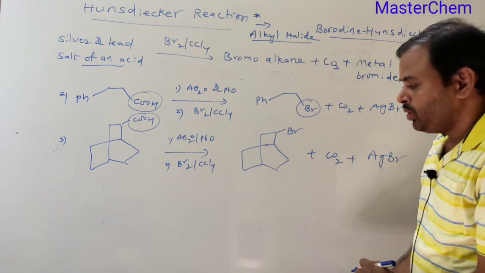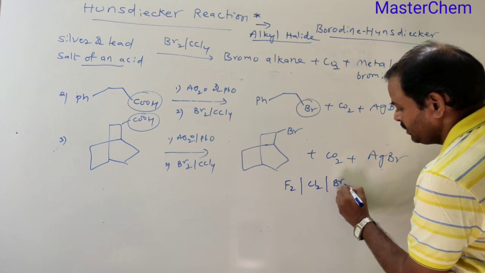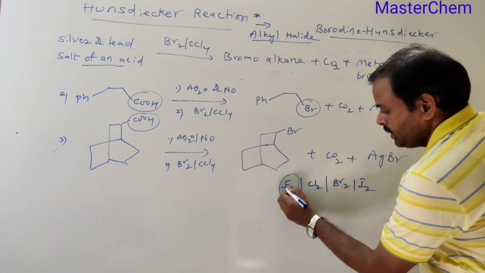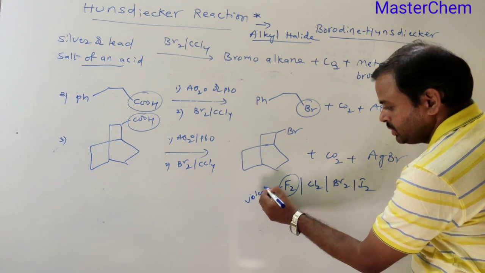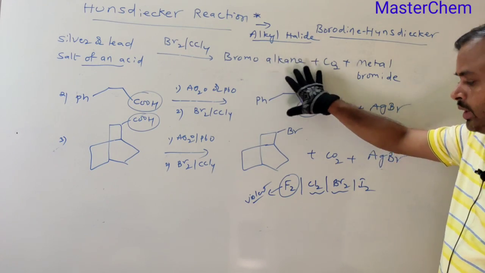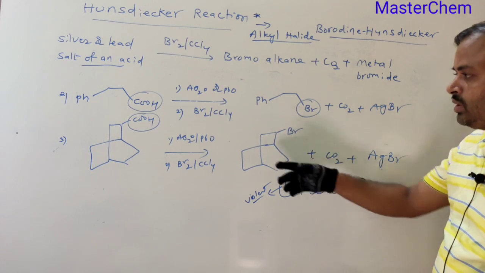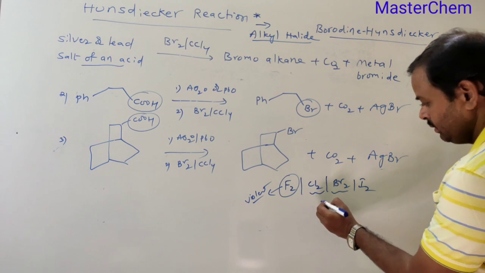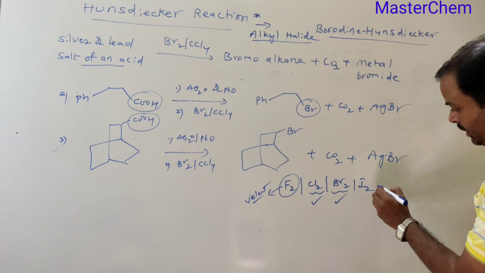Now, not only bromination, we have halogenation: fluorination, chlorination, bromination, iodination. Okay, so we know that fluorination is always a violent reaction. Chlorinated or brominated products we can achieve using the Hunsdiecker reaction. In place of bromine, if we use chlorine, a chloroalkane will be formed. Chloroalkane and bromoalkane we can prepare by the Hunsdiecker reaction.